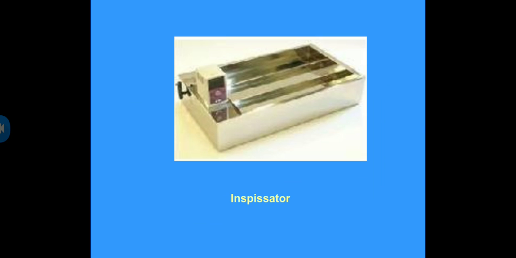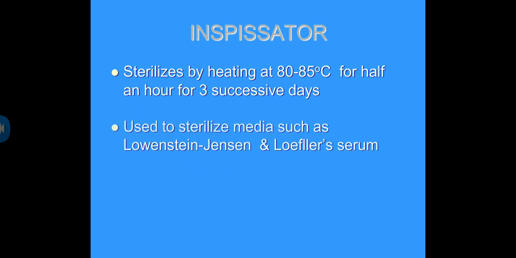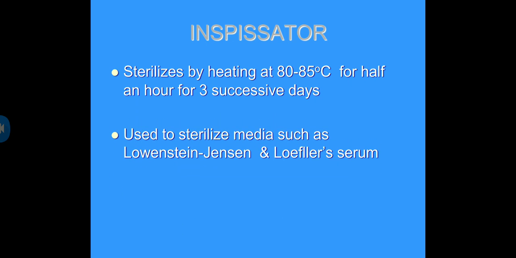It is a diagram of our inspissator. The inspissator sterilizes by heating at 80 to 85 degrees Celsius for half an hour for 3 successive days. It is used to sterilize media such as Lowenstein-Jensen and Loeffler serum.